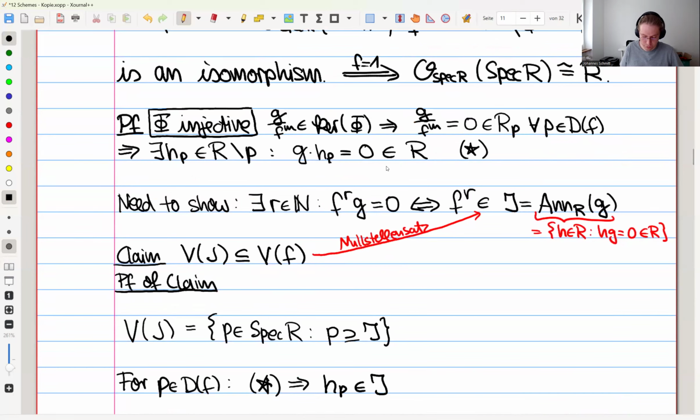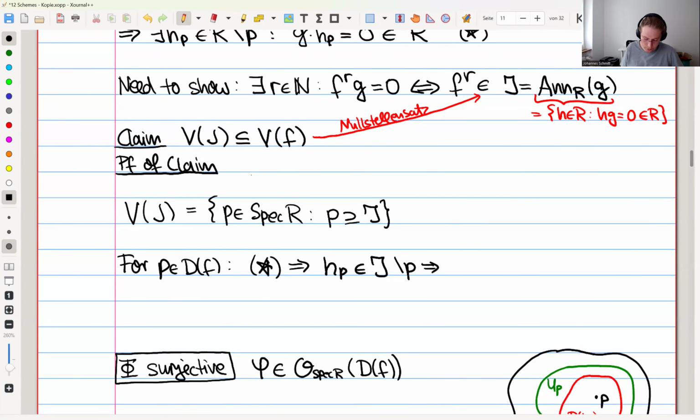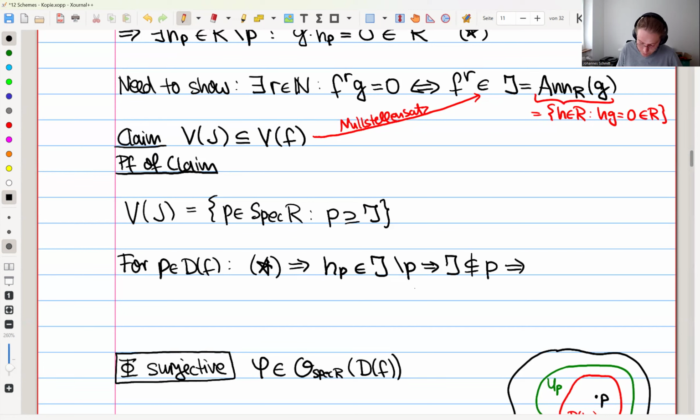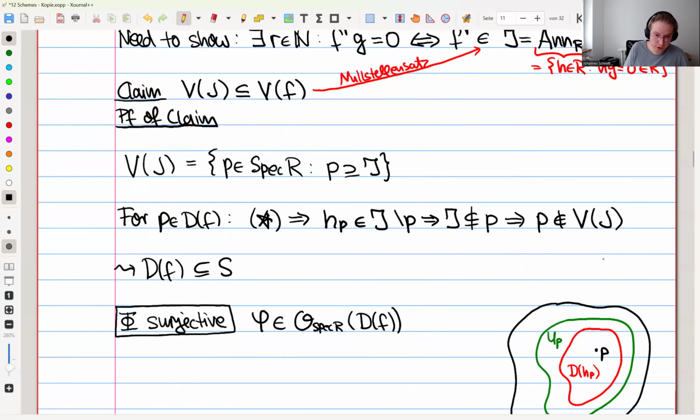HP multiplied by G is 0, so HP is in J. But also by the definition, this HP is not in P. And so, in other words, HP is an element of J, which is not contained in P. So in other words, J is not a subset of P. We find an element in J which is not in P. And then this implies, by definition, that P is not contained in V of J. And then we're basically done, because this means DF is contained in the complement of V of J, because we have shown for any P in DF, P is not in V of J. So in other words, DF must be in the complement of V of J.